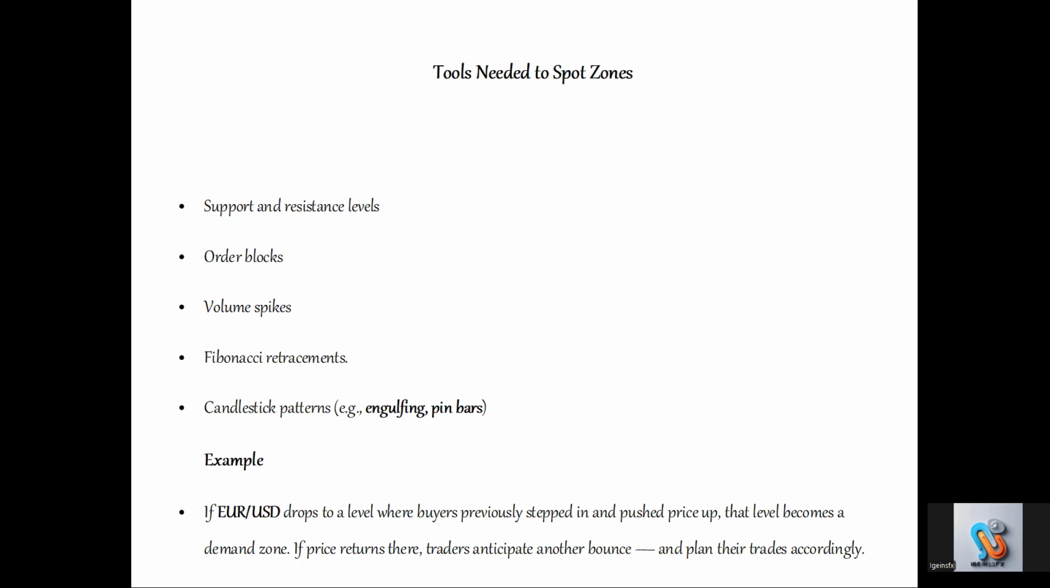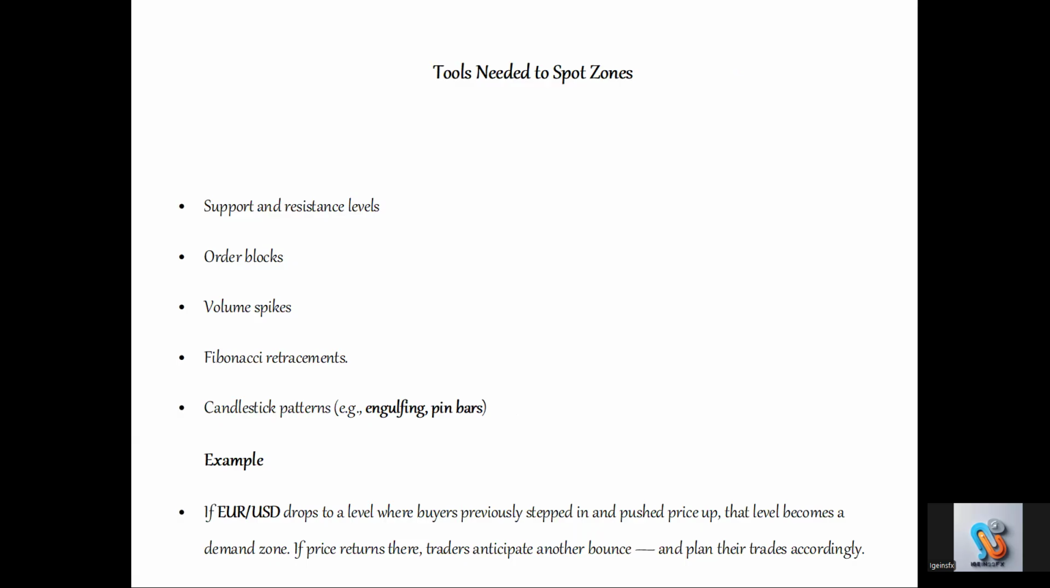Tools needed to spot zones: support and resistance levels, order blocks, volume spikes, Fibonacci retracements, and candlestick patterns, e.g. like engulfing or pin bar that I've just told you guys. Pin bars or engulfing candles can be bullish engulfing, it can be bearish engulfing, depending on where the price is breaking out to. All right. Now, what is a support and resistance level? What you need for you to be able to identify or spot those zones.